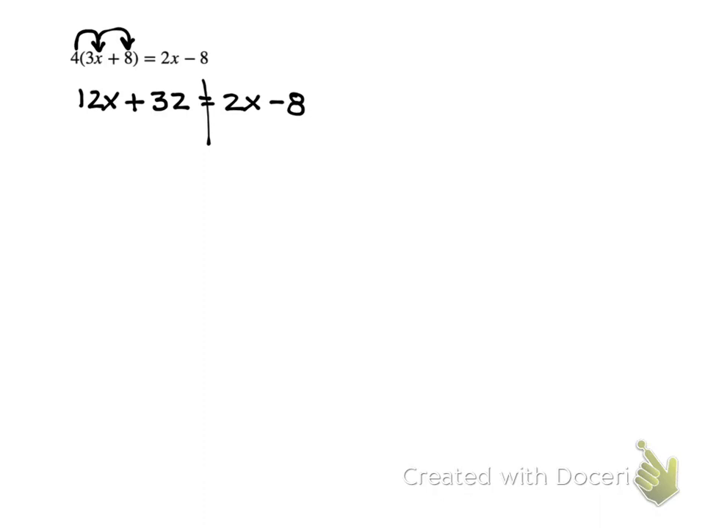You could choose to subtract 2x from both sides like this. What would our other option be? Subtract 12x. Okay, which option do you think would be nicer to work with? Subtracting 2x.